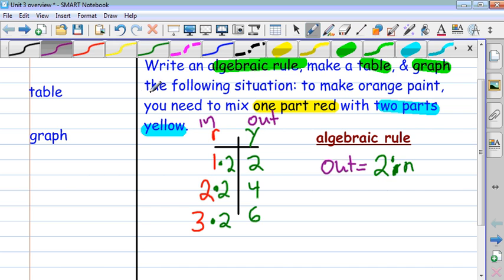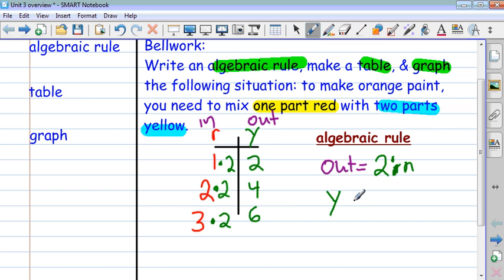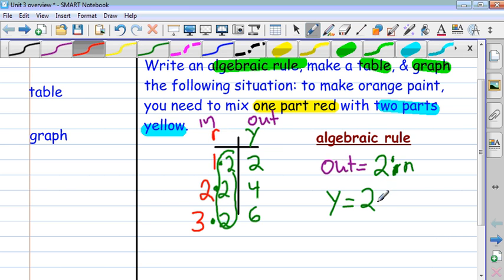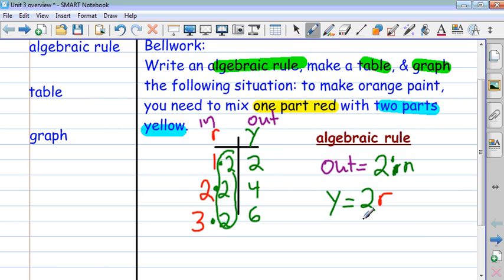Because this is algebraic, we're going to use our variables. What was the letter for my output? Well, that was Y. So I can write down Y equals, I still write my 2 because the 2 is the scale factor. So instead of in, what was the letter by the N? It's going to be R. So Y equals 2R. So now I've got my table. I've got my algebraic rule. The last part is going to be graph.